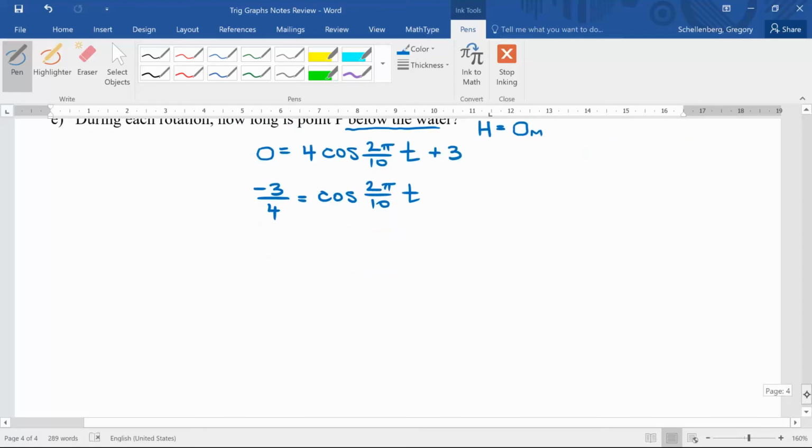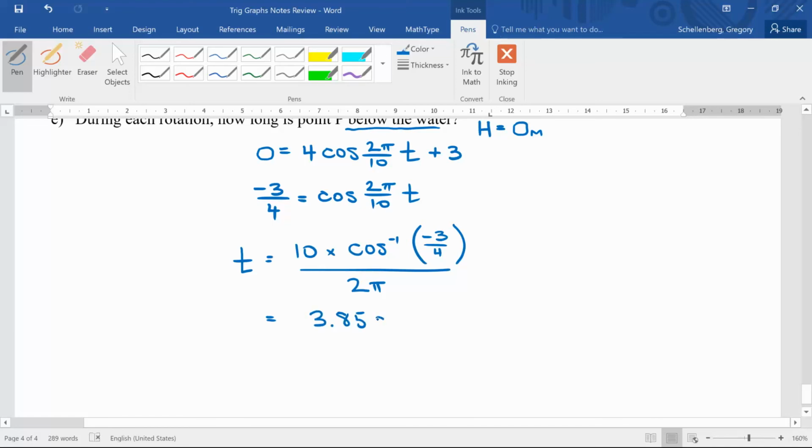Let's see if we can do this all in one step. t is equal to, this is going to be 10 times the inverse cosine of negative 3 over 4, all divided by 2 pi. Okay, and what we should get here is 3.85 seconds. Okay, we will call this time 1.